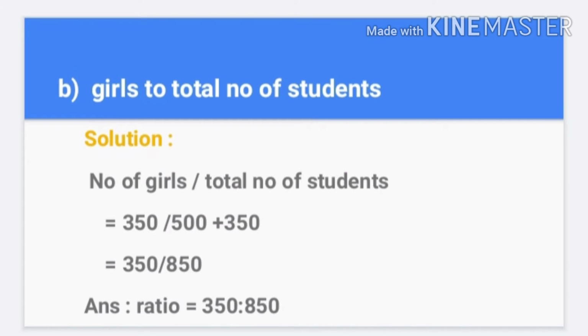B: Girls to total number of students. Number of girls is equal to 350. Total number of students equal to 500 plus 350 equal to 850. The ratio of girls to total number of students equals number of girls divided by total number of students, equal to 350 divided by 850. The ratio is 350 is to 850.